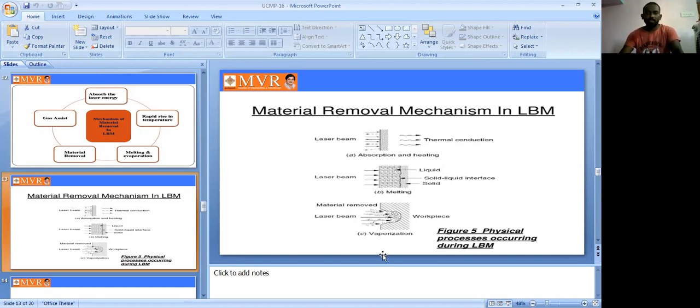సో నెక్స్ట్ వన్ ఈజ్ వ్యాపరైజేషన్. ఇది మెల్టింగ్ ఆపరేషన్. నెక్స్ట్ వన్ ఈజ్ వ్యాపరైజేషన్ ప్రాసెస్. By using the evaporation process, how the material is removed: see here, this is a laser beam. See here, it is the material removed. This is the workpiece. So see here, when the laser beam light source is reflected on the workpiece, based on vaporization you can remove the metal from the workpiece like this. So it is called vaporization.